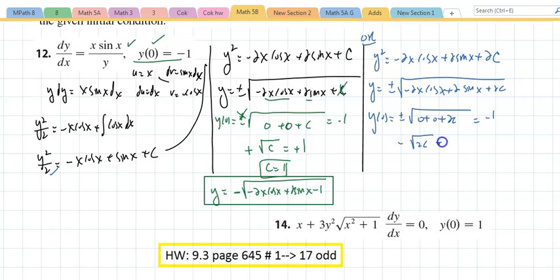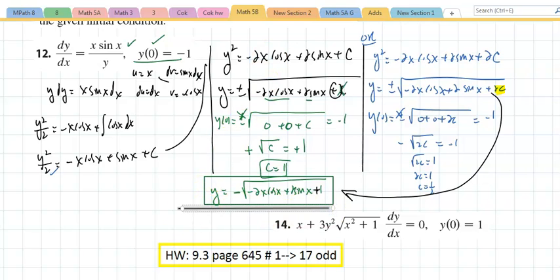Negative square root of 2c must equal negative 1, otherwise there's no solution. So square root of 2c equals 1. Square both sides, c equals 1/2. And what happens when you put 1/2 in there? Oh, that was a plus, right? So there, does it matter? It really makes no difference. It's the same regardless. So might as well just keep it as c, and that saves you some pain in the long run.